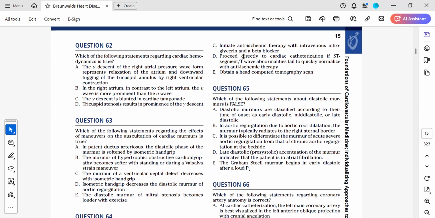Option E says Graham-Steell murmur begins in early diastole after a loud P2. That option is true. Graham-Steell murmur is the murmur of pulmonary regurgitation. It's an early diastolic murmur, and it usually begins with a loud P2, especially if it is due to pulmonary hypertension. That's the end of my allocated question.